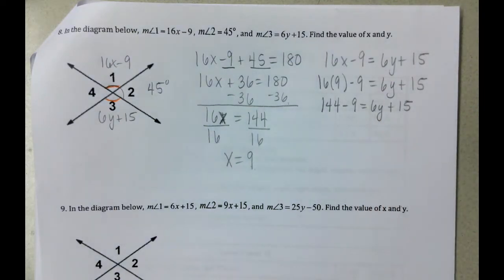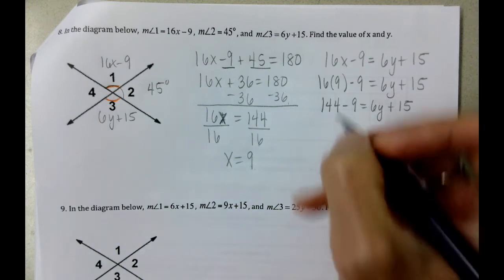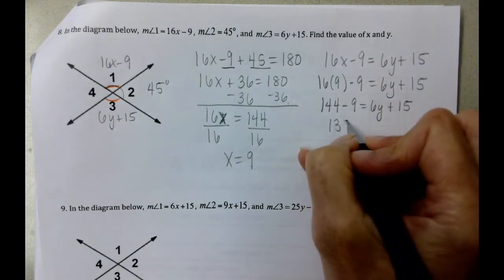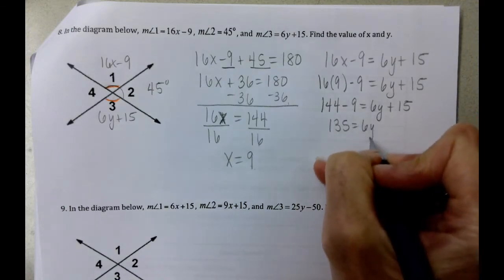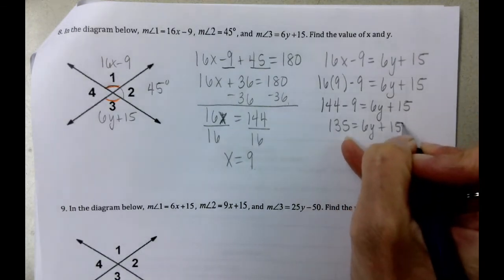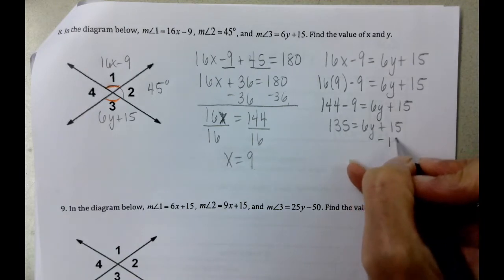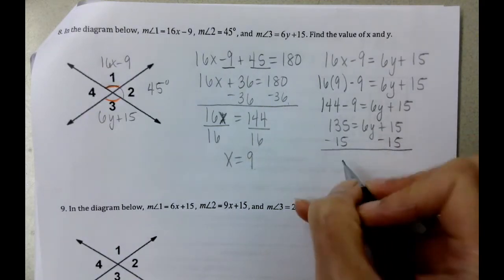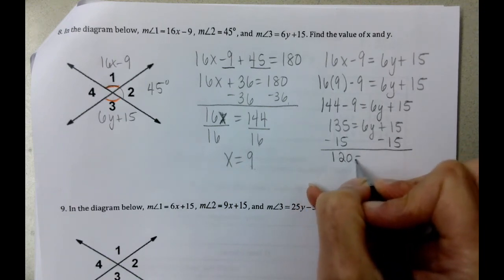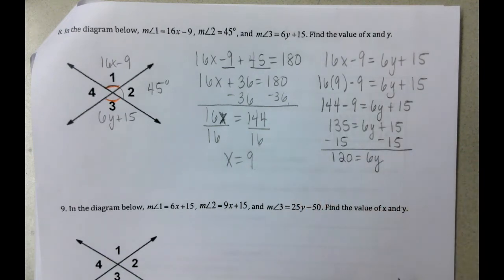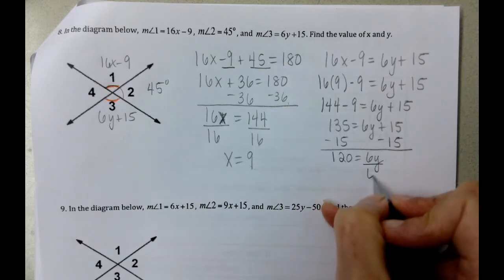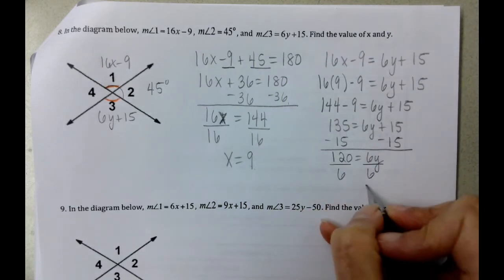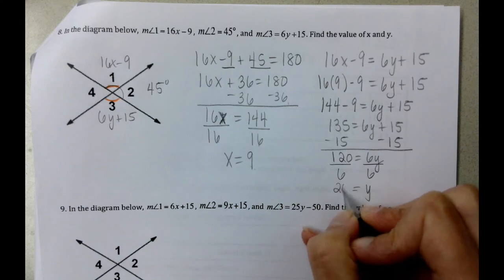And 144 minus 9 is 135. And we are trying to solve for y. So we will subtract 15 from both sides, and we get 120 equals 6y. And then when we divide both sides by 6, we end up with y equals 20.